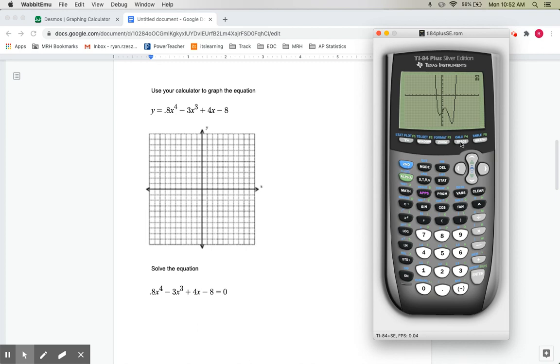Remember, you go second, calc, to the trace menu here, and the option for 0 finds your x-intercepts. So if I choose that, I need to go left bound would be somewhere on the left of this point right here. So I'm going to put my cursor like there. I'm going to hit enter. Right bound on the right side, which would be down here somewhere. You're basically sandwiching that x-intercept in between your clicks. And then guess, I'm going to go as close as I can, and I'm going to hit enter again.